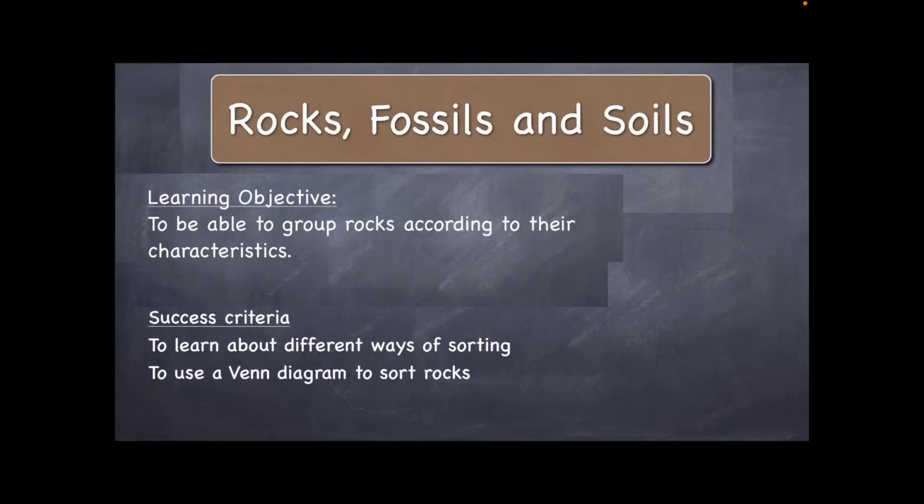The date today is the 5th of March 2021 and our learning objective for today is to be able to group rocks according to their characteristics. And some success criteria for today is to learn about different ways of sorting and then to use a Venn diagram to sort some rocks.